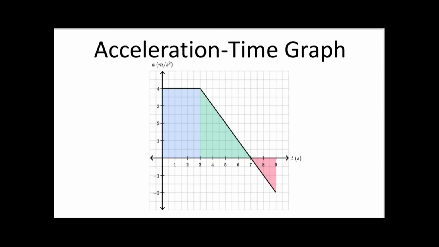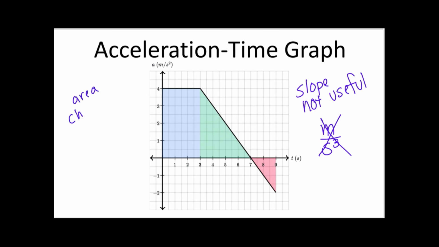Okay. Now, on an acceleration time graph, the slope is not useful. There's nothing that is meters per second cubed. That's not a thing. So it's not useful. But the area under the graph is your change in velocity. So this would be your change in velocity.